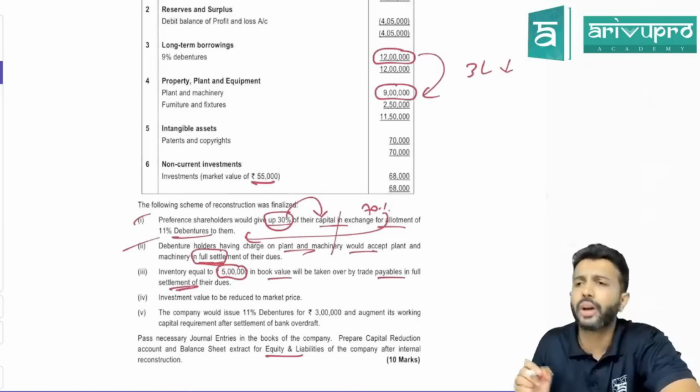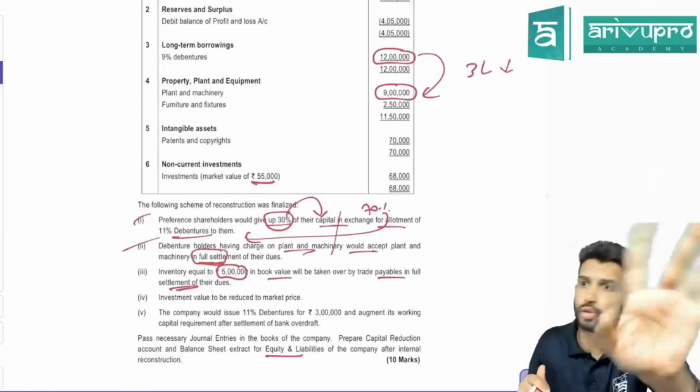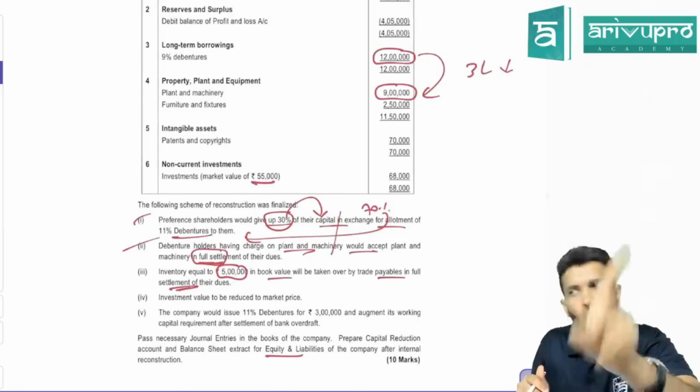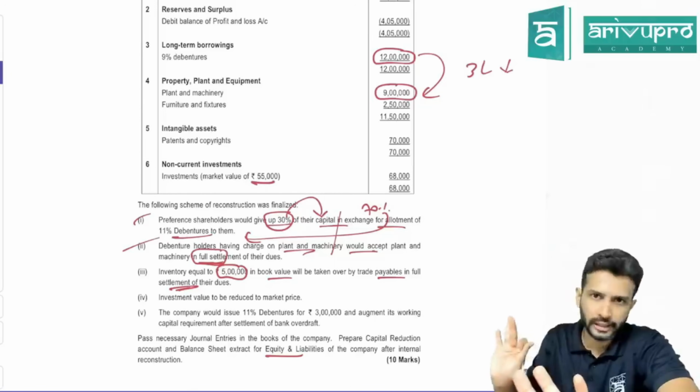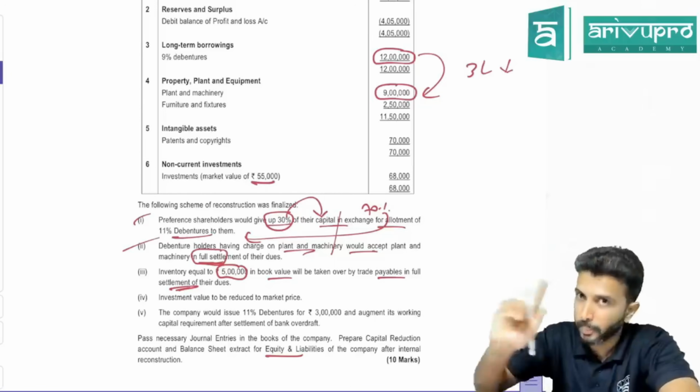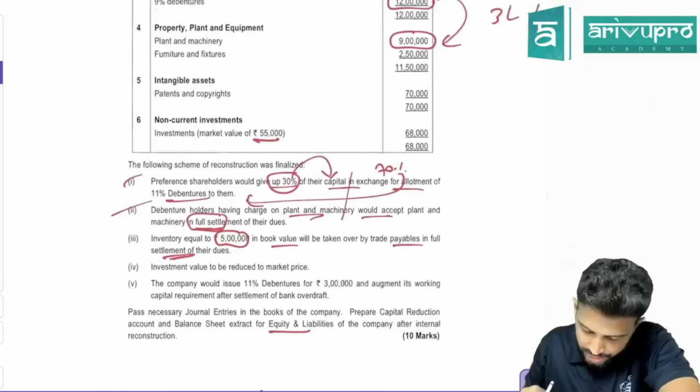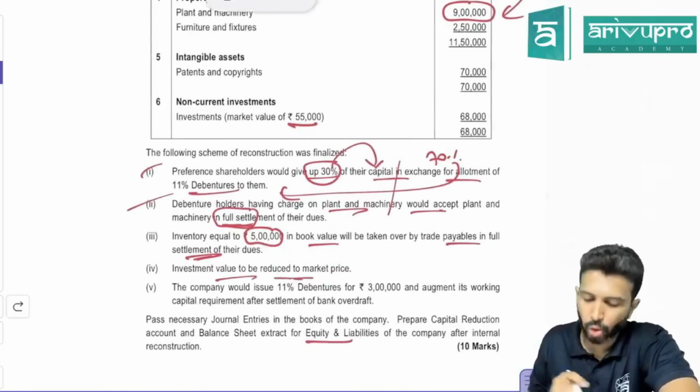Either use reconstruction account or capital reduction account for all the entries, of your choice. But only one. In one problem, use only one. Okay, like that. Next, investment to be reduced to market price.